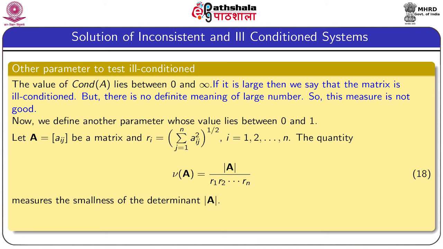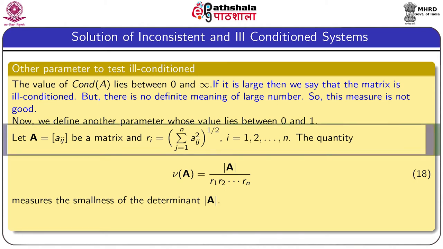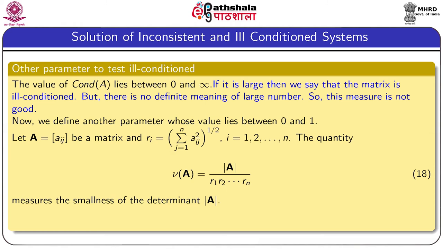Now we define another parameter whose value lies between 0 and 1. Let A be a matrix and we define a parameter Ri, which is equal to the square root of the sum of the squares of the elements of the ith row. And then we define the quantity nu A, which is equal to the determinant of the matrix A divided by R1 into R2 up to Rn. This measures the smallness of the determinant of the matrix A.